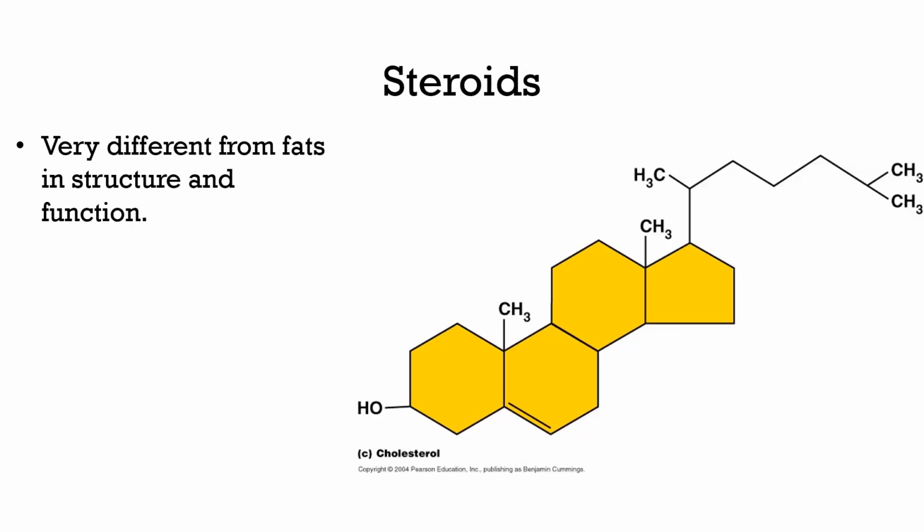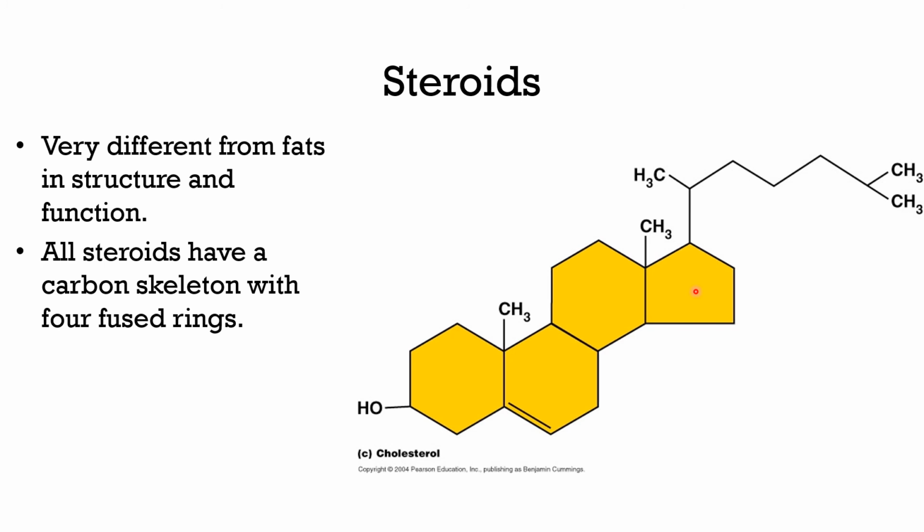Steroids are going to be our next group of lipids. They're going to look very different from our fatty acids. You can see that right here, this is cholesterol. So cholesterol is a steroid, and it's going to have these rings. So it does not have the same linear structure of those fatty acid chains. Because of this structural change, it's going to function in a much different capacity. So steroids are going to be really important in functions within the body.